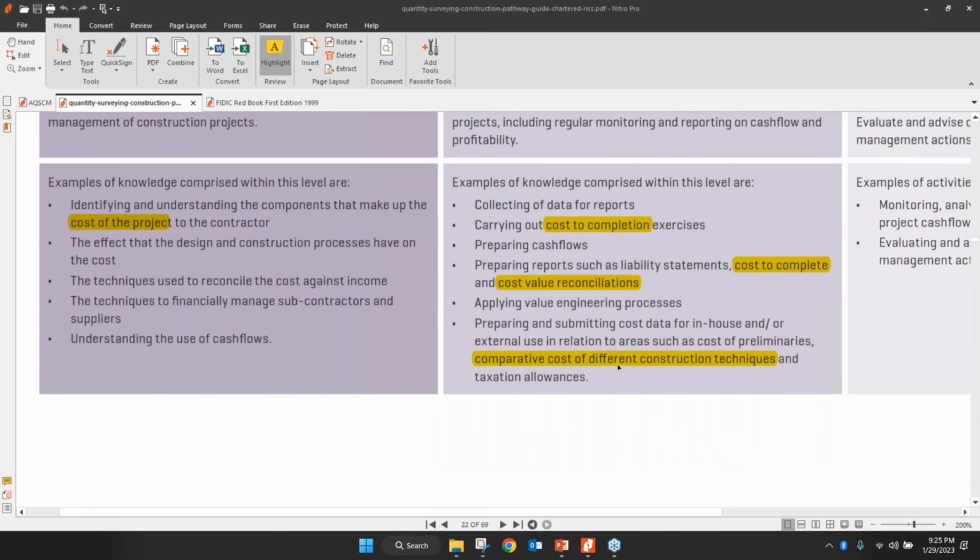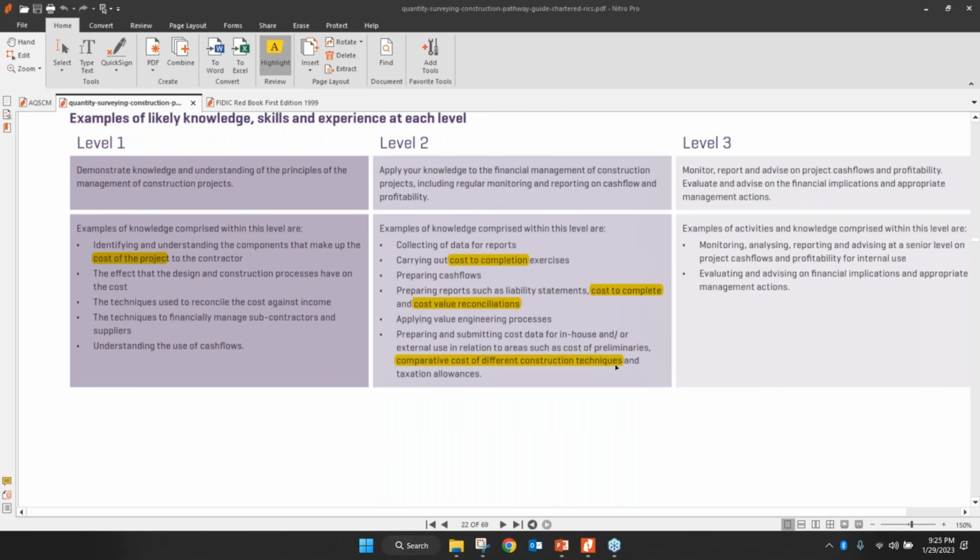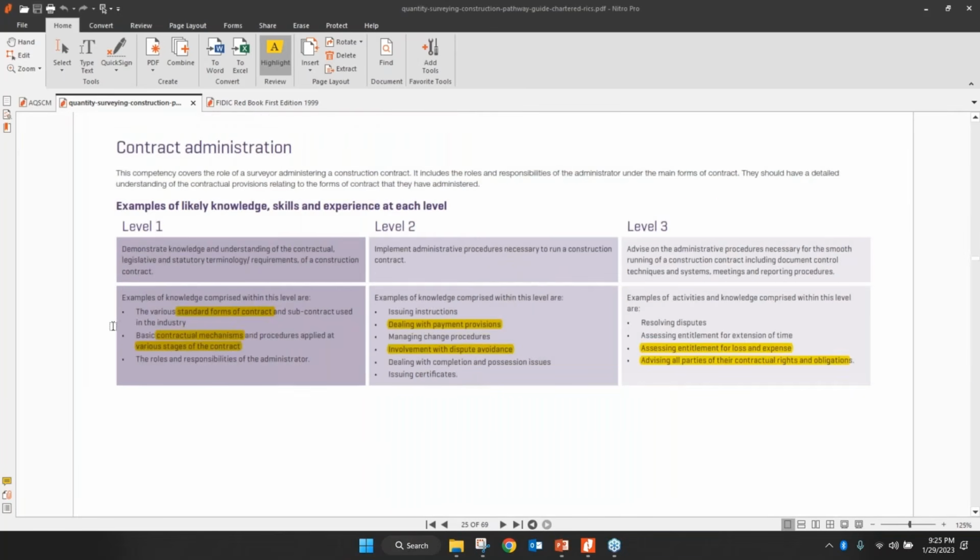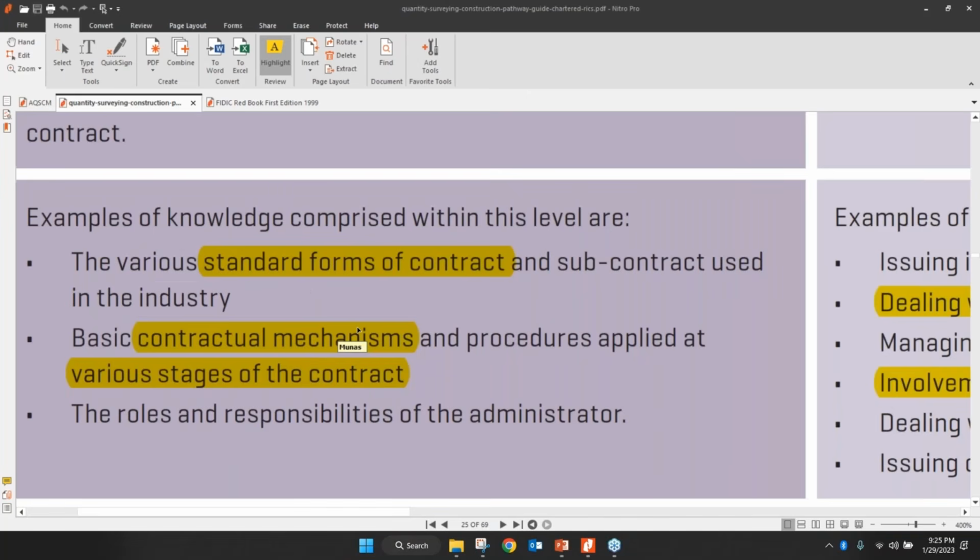Different. Okay, so let's go further. Say, for example, contract administration. See here, standard form of contract. The standard form of contract has either cost reimbursement, remeasure or lump sum. So if you don't have a proper idea about the type of contract, are you able to understand the payment mechanism which is embedded within the standard form of contract?